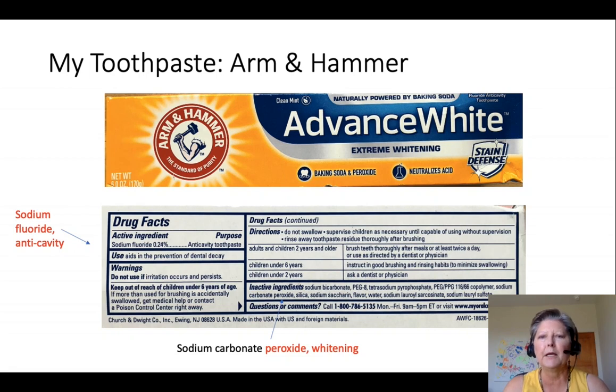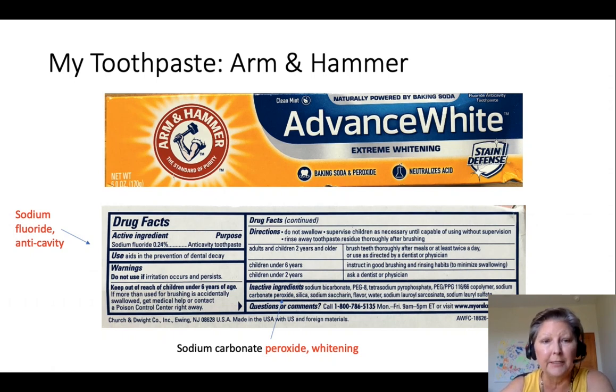Like this is the toothpaste I use. I bought this a couple days ago and thought, oh, I'm getting ready to record that video. I guess I'll take a picture of my toothpaste.